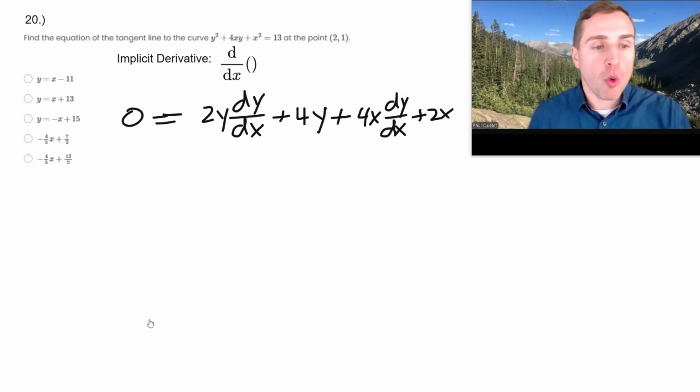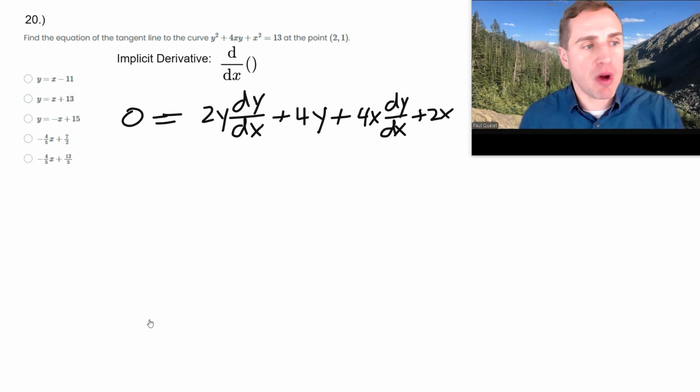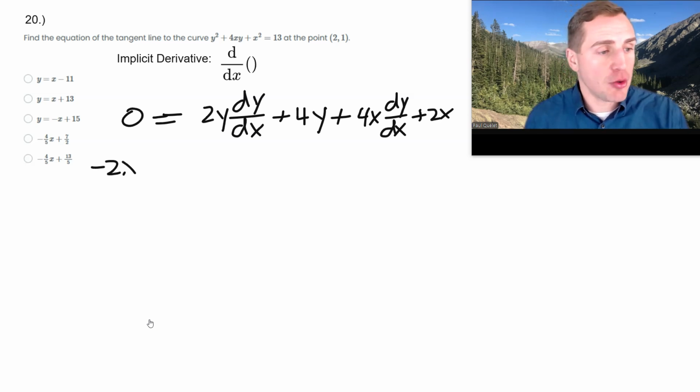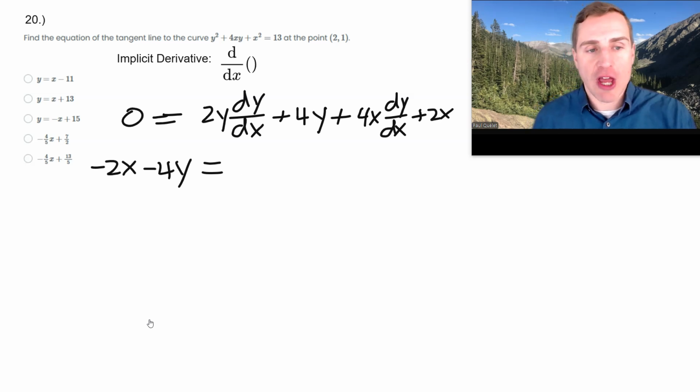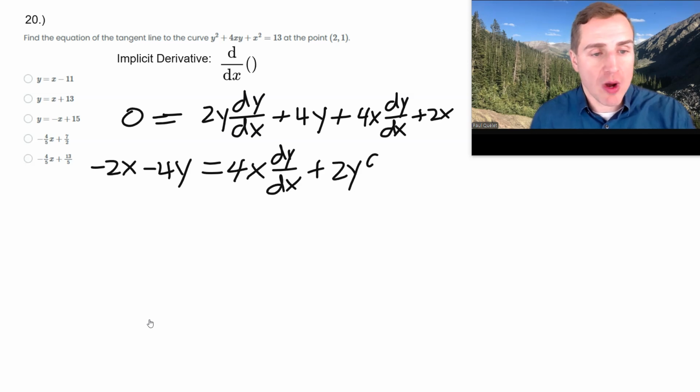Well, we need to solve this for dy/dx, because dy/dx is the derivative. So we need to move the 4y and then the 2x over. So let's go minus 2x minus 4y is equal to, let's see... Actually, let me arrange x before y as well. Let me reorder these terms: 4x dy/dx plus 2y dy/dx.